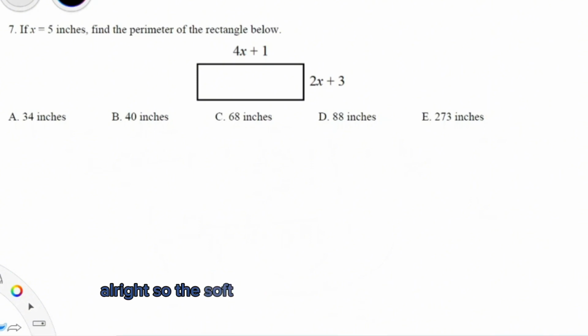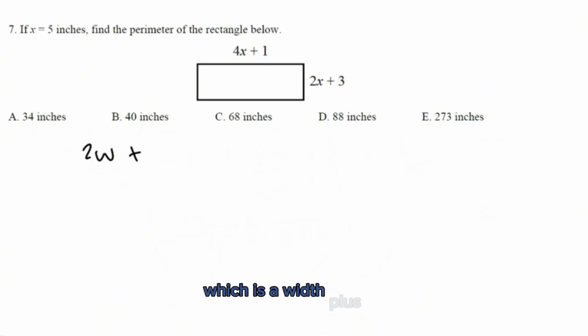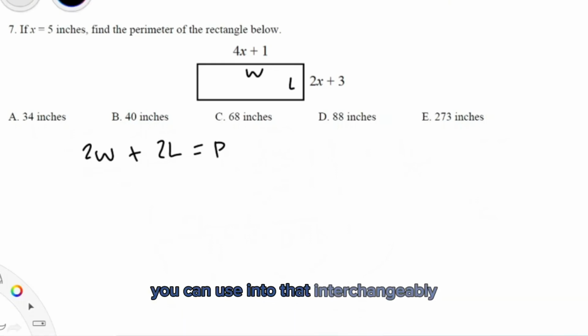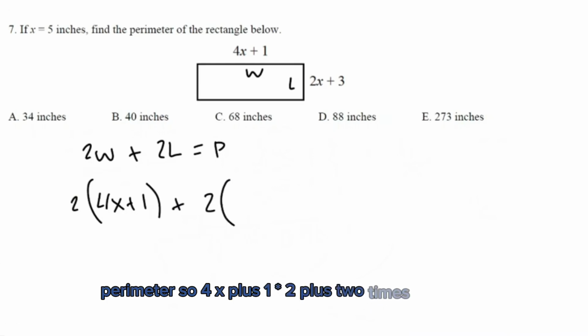Alright, so to solve for perimeter, there's a simple formula: 2w, which is the width, plus 2l, which is the length, equals the perimeter. Alright, so let's say this is our width and this is our length. It really doesn't matter, you can use them interchangeably. So now we just have to multiply each of these side lengths by 2, and then solve for the perimeter. So (4x plus 1) times 2 plus 2 times (2x plus 3).